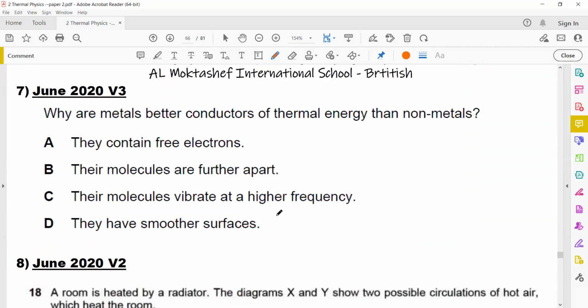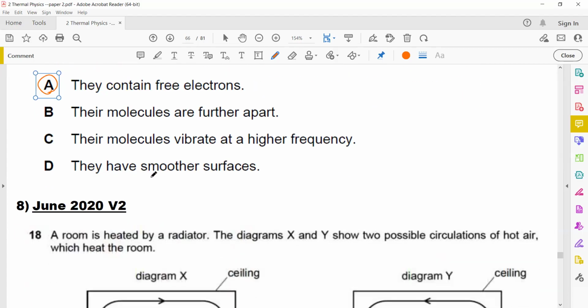In question number 7, why are metals better conductors of thermal energy than non-metals? This is because they contain free electrons. Also they have lattice vibration, but in choice A, the examiner mentioned the free electrons only.